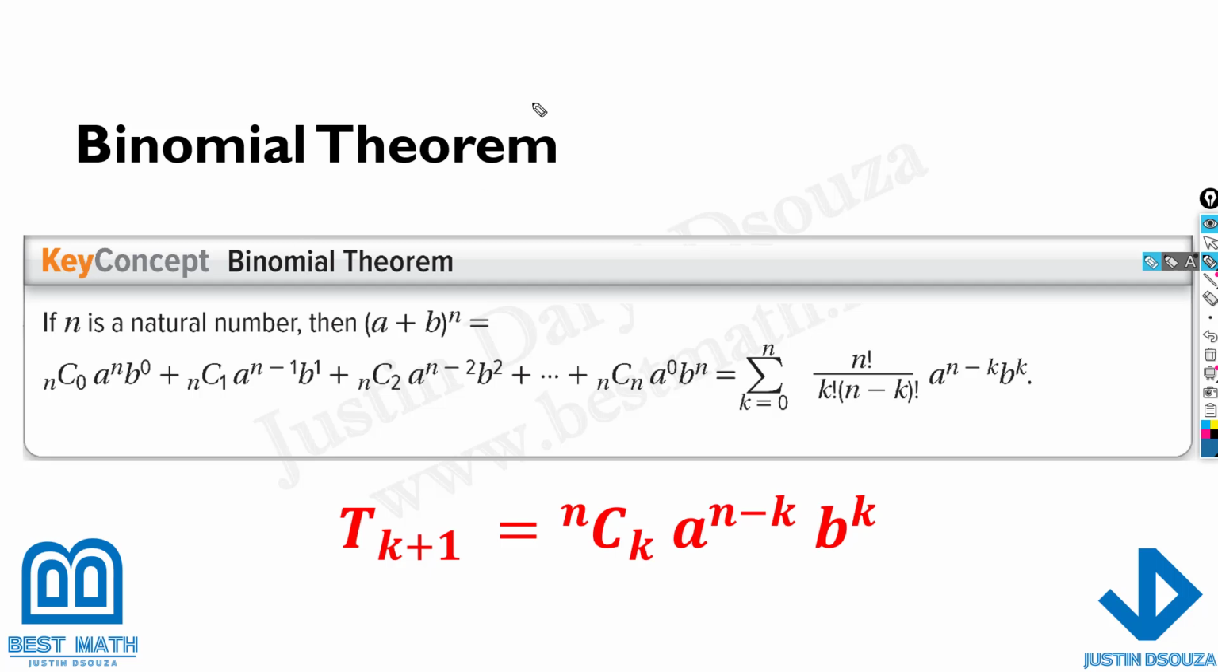You should just remember nC0, and whenever you reach the term nCn, that means if (a + b) to the power 3 was there, if you start with 3C0, you stop at 3C3. If you remember so much, then the other coefficients you can easily write out. I'll show you in the problem.